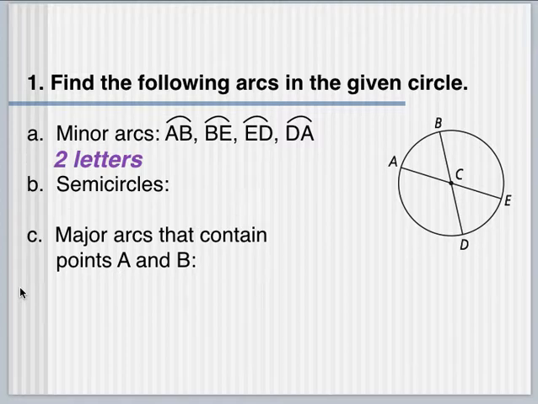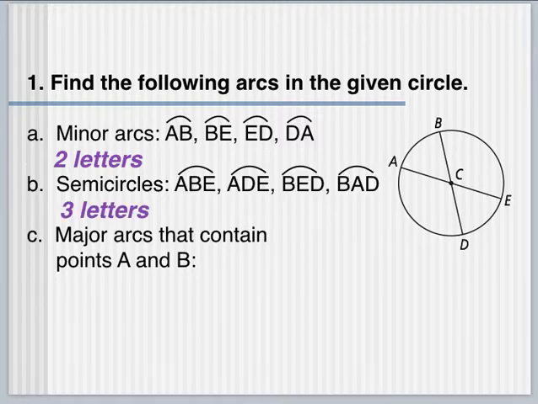A quick note about minor arcs. Just like when you're naming line segments, the order of the letters doesn't really matter when you have only two letters in the name. So if I said BA instead of AB, it means the same thing. It means the arc between A and B, so the order doesn't matter there.